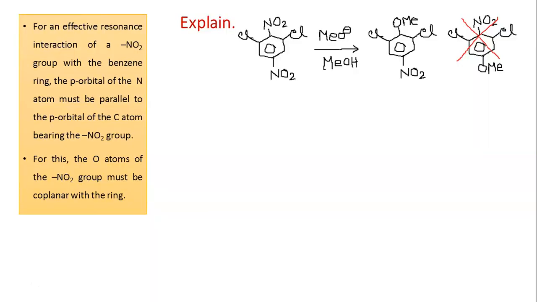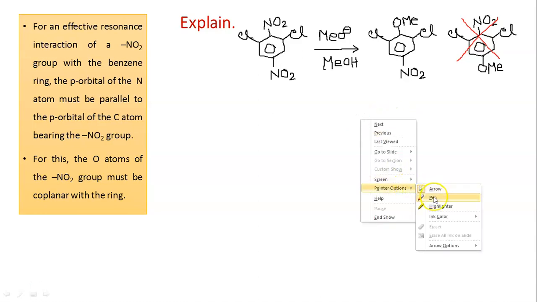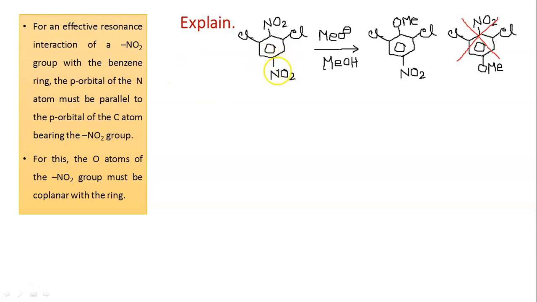So here we have a molecule which is, see, there are two NO2 substituents, and suppose this is number 1 carbon, this is number 2 carbon. So these two chlorines are ortho to the number 1 NO2 group. When we are treating it with MeO minus, this nucleophile, we are getting the product, this one, not this one. But apparently it seems that we should get the second product, right?